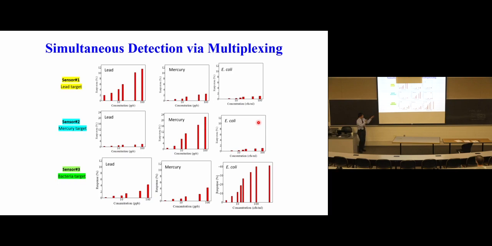And you see some of the cross interactions, as I mentioned earlier, because you don't have absolute selectivity. But based on the significantly enhanced response for a given analyte, you would be able to derive the concentration of each based on some algorithms.